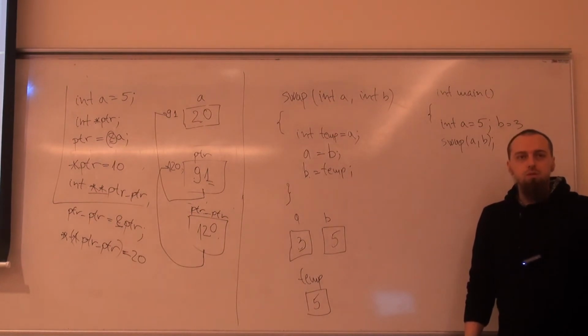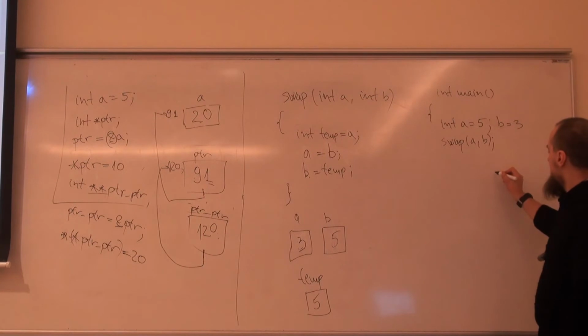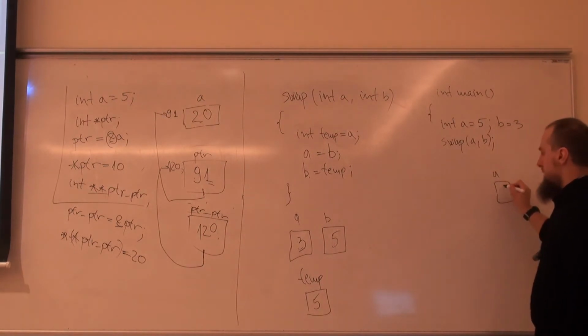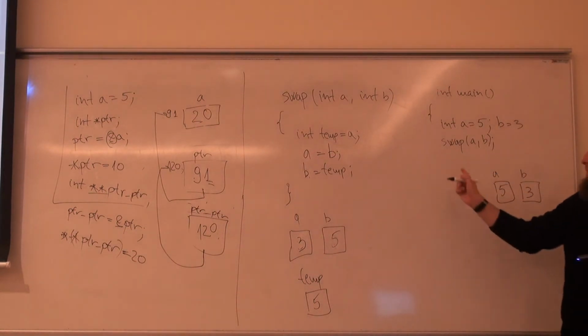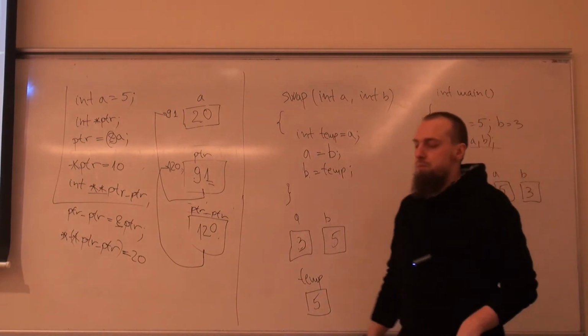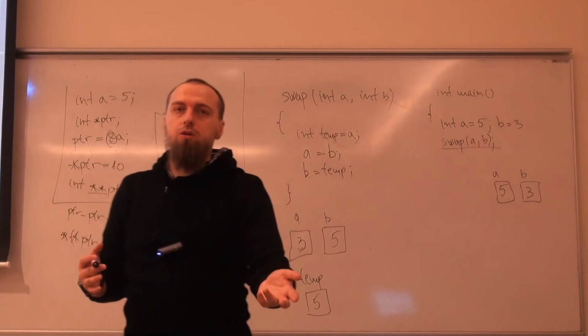By reference. Otherwise, if I don't pass them by reference, I have here A and B. This is A. It's 5. This is B. It's 3. So remember, because I've seen from previous years, this should be clear from CS204, but some students don't know what happens when you call the function.